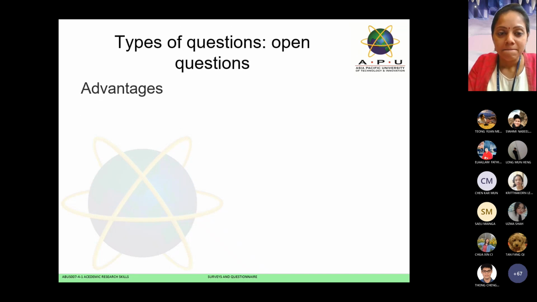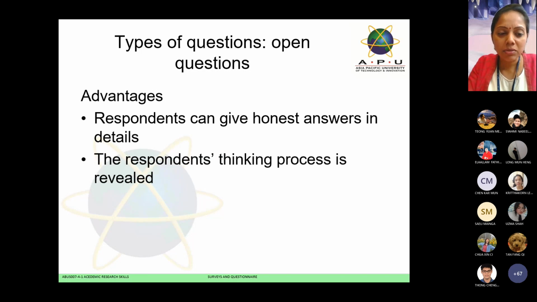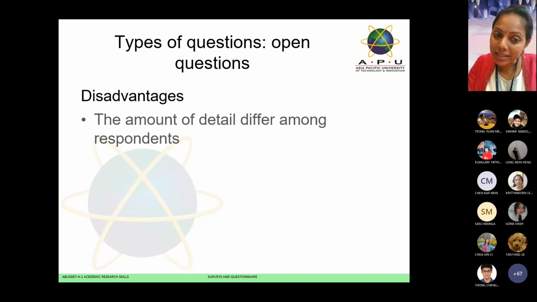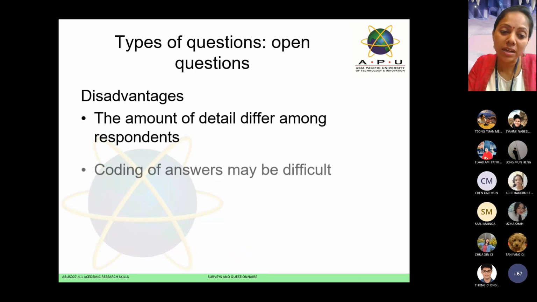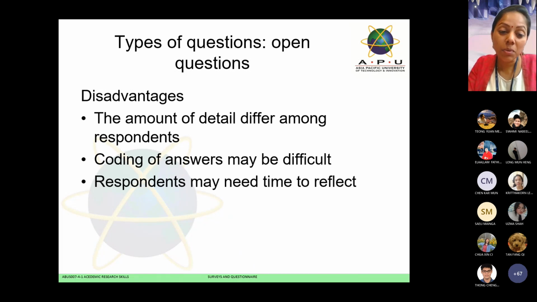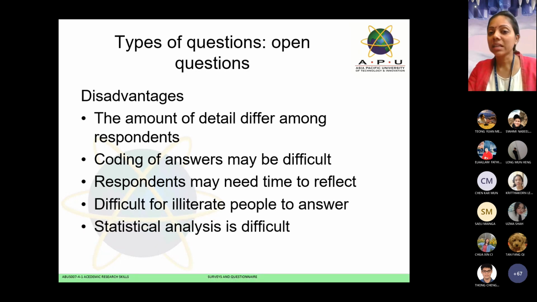So these are just some examples of open-ended questions. The good thing is people can give honest answers. It reflects a lot on their thinking process. Complex questions can be answered adequately because they can explain. But the problem is too much detail for you to analyze. It's very difficult to code the answers, and it takes a lot of time for the respondents to reflect. Illiterate people cannot attempt. Statistical analysis is difficult because they're going to write. How do you analyze writing? All these sentences and paragraphs, it's difficult.